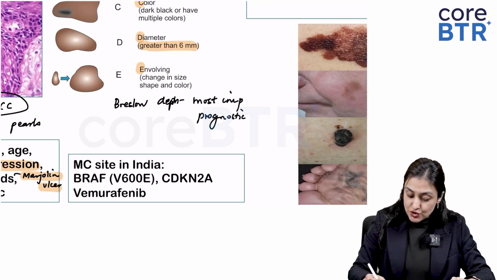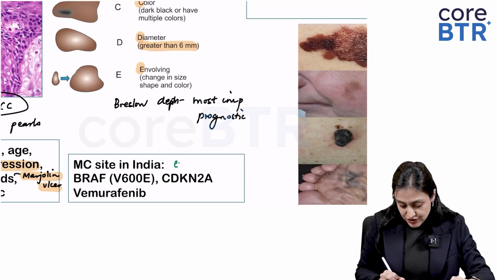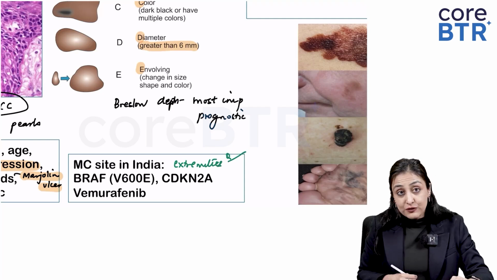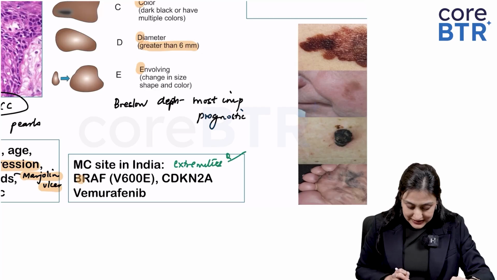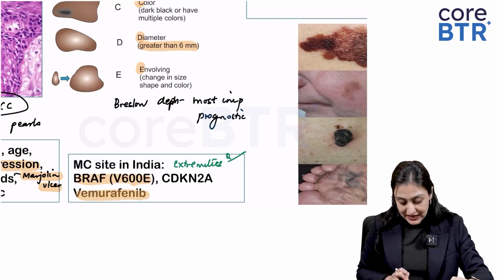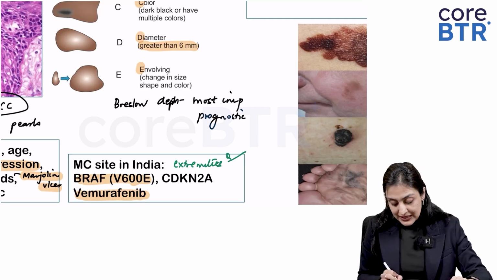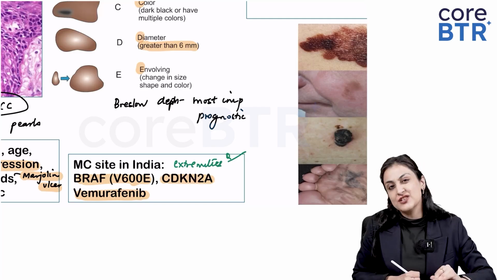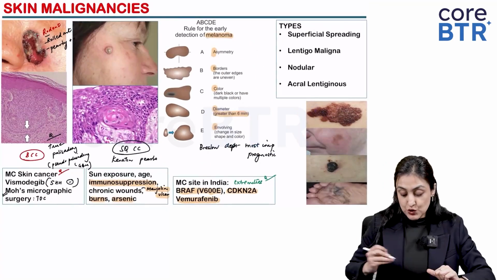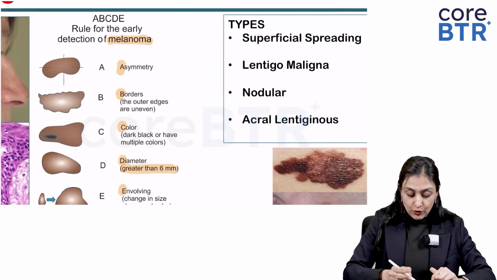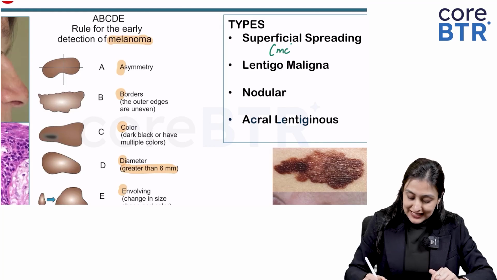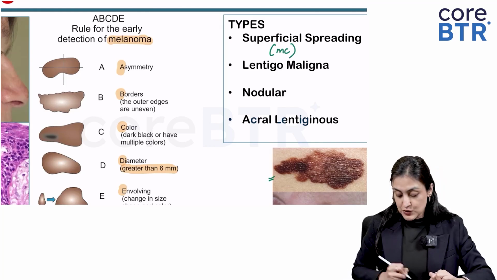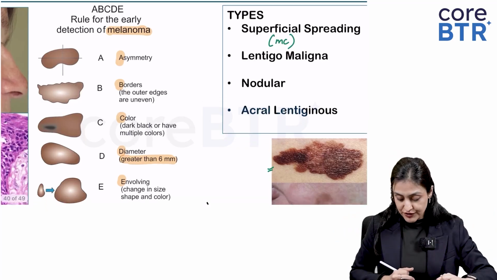In India, the most common site is acral. So the extremities are most common. This was your INI-CET November 25 question, associated with BRAF mutation. That's why you can give BRAF inhibitors, vemurafenib, and cyclin dependent kinase 2A. That's just extra. So types of melanoma, overall in the world, the most common type is superficial spreading. This is what the example is, uneven borders.